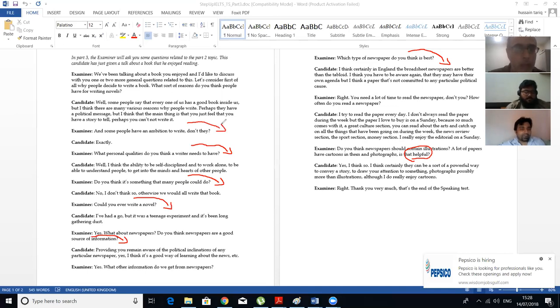What personal qualities do you think a writer needs to have? Needs to have. So, see, it's going up. Needs to have. It's going up. Rather should go down. What kinds of qualities do you think a writer needs to have?